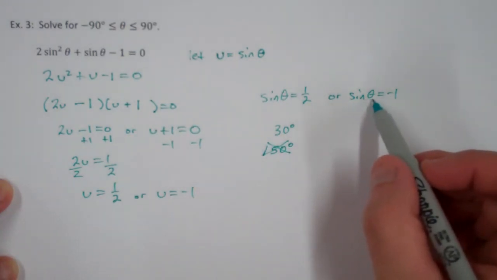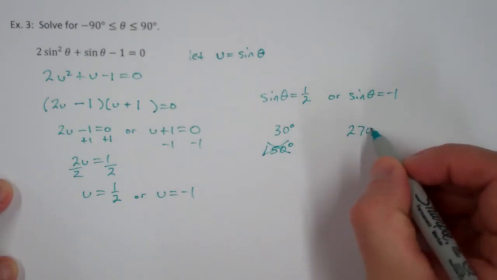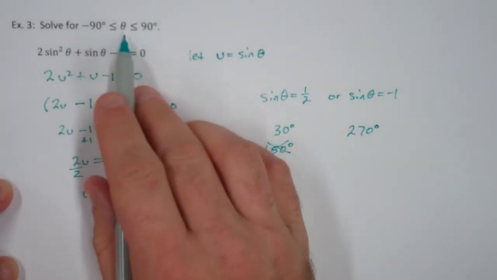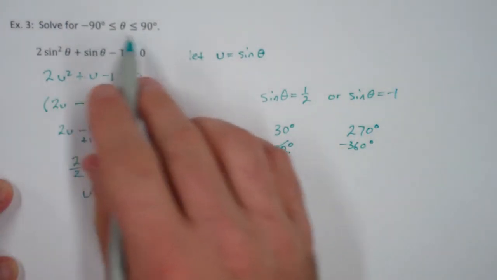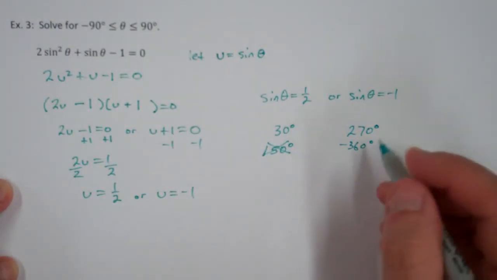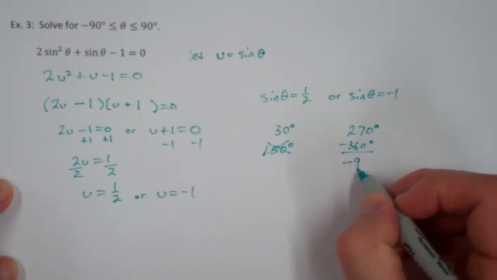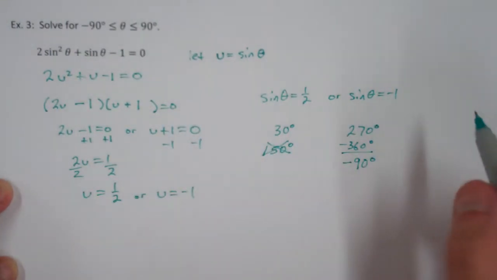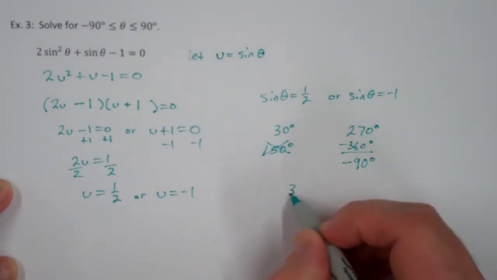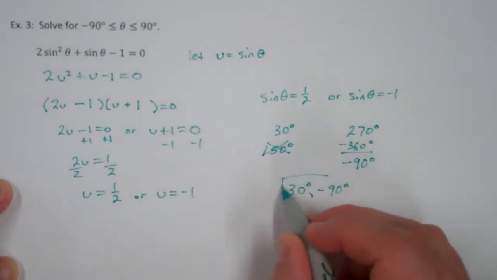Also, right here, the sine of theta is negative 1. I think that's 270, but that's way outside the range. Let's subtract 360 and find a coterminal angle, and maybe that'll be in this domain. So we've got 270 minus 360. That's negative 90, which actually is in the domain here for theta. So as our final answer, we want to list 30 degrees and negative 90 degrees.